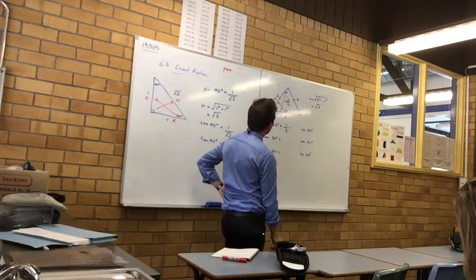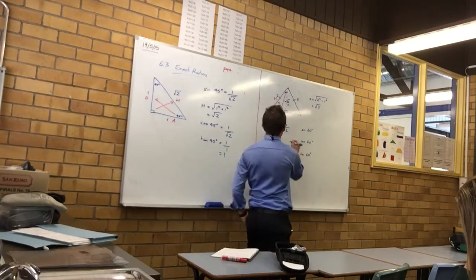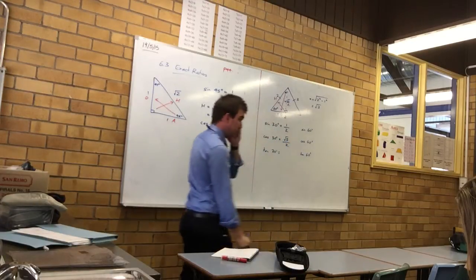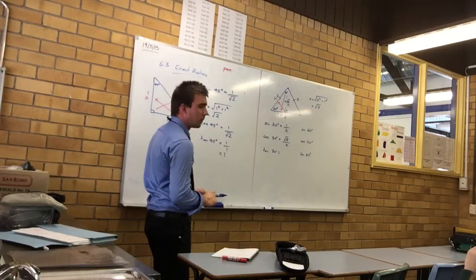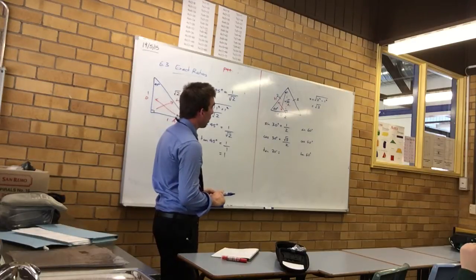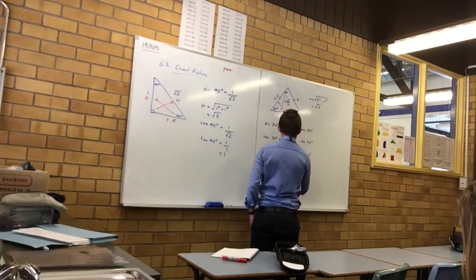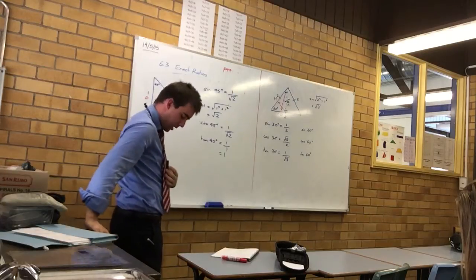Cos of 30, what's the values for the fraction? Root 3 for the adjacent, and hypotenuse is 2. Okay, tan of 30 is what? Opposite over adjacent, so 1 on root 3. Okay, so there's another 3 exact values.